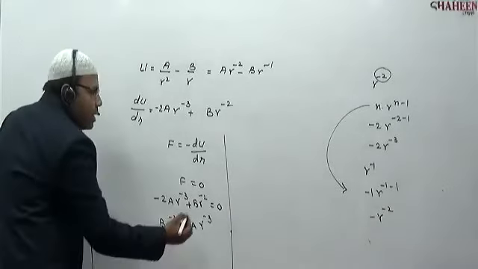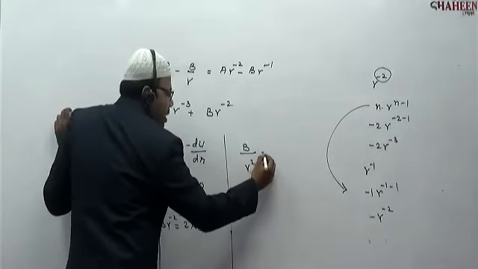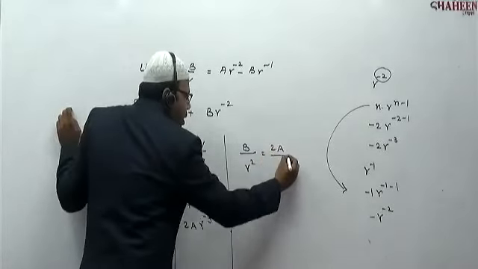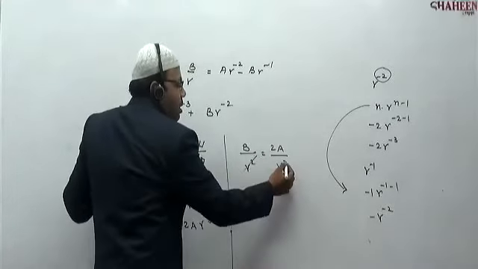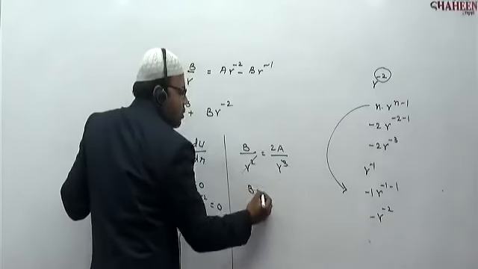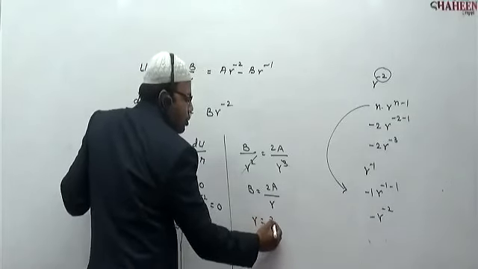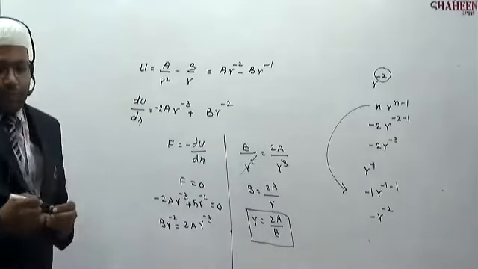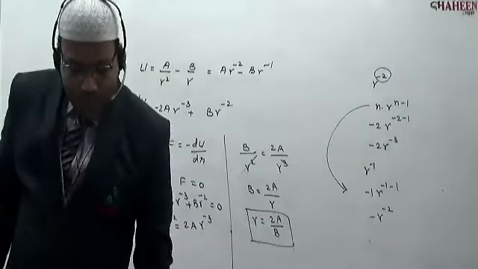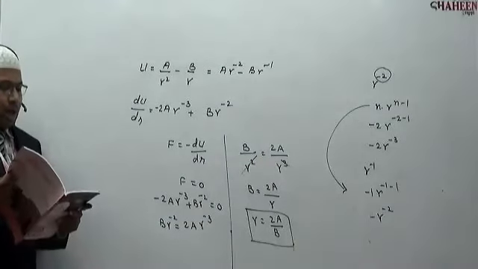Now this can be done as b by, you take this in the denominator, so this will become r square, that is equal to 2a by r cube. Here r cancels out, so b is equal to 2a by r. So r is equal to 2a by b. The answer is 2a by b, it should be, not a b by 2a.